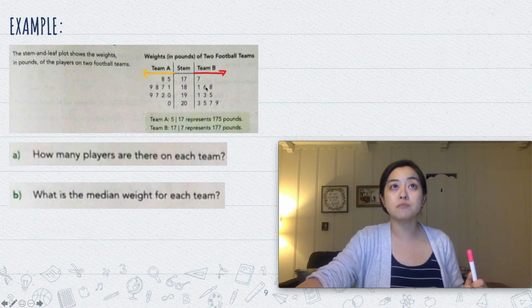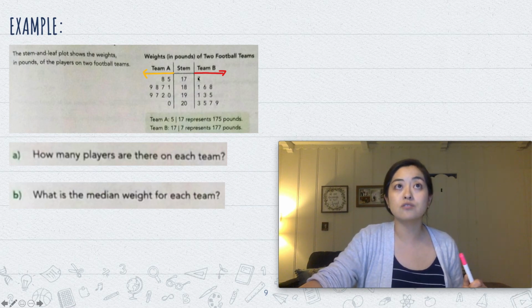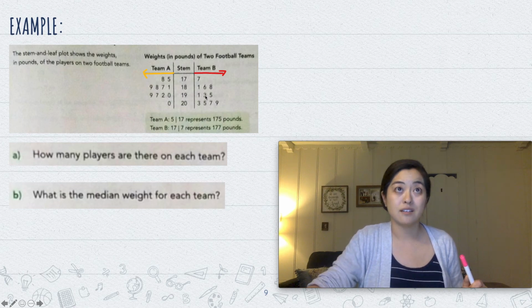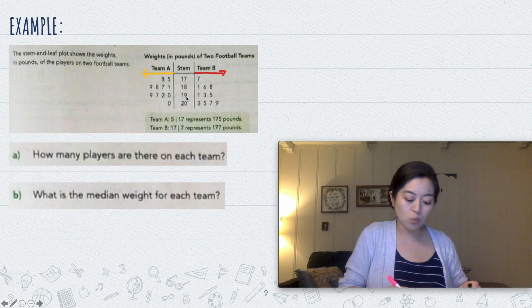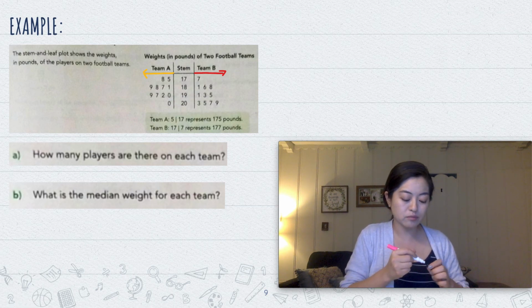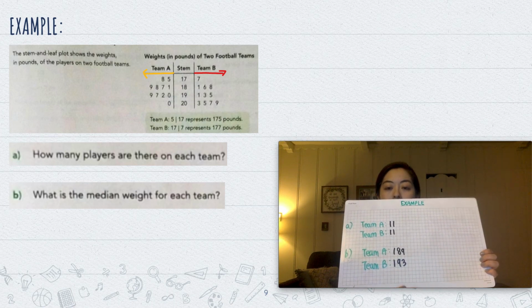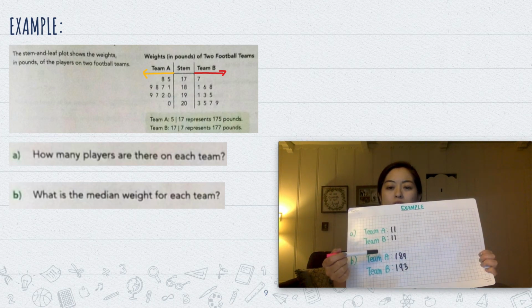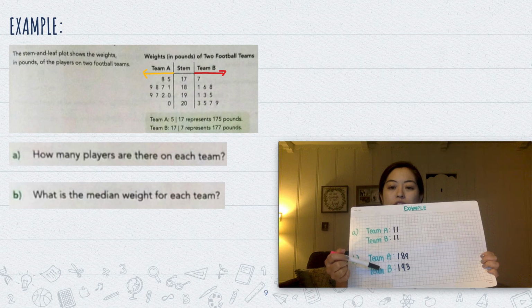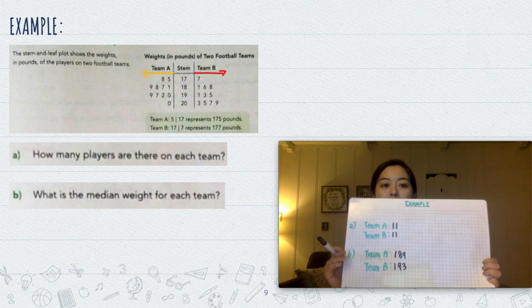What about for team B? So let's count 6 from the top. 1, 2, 3, 4, 5, 6. Oh, it's right here. And that leaf correlates to my stem 19. So that is 193 pounds. So my median for team A is 189. My median for team B is 193 pounds.